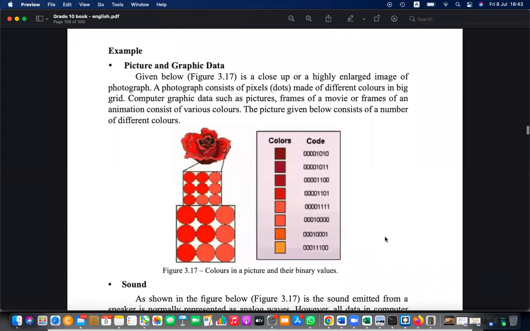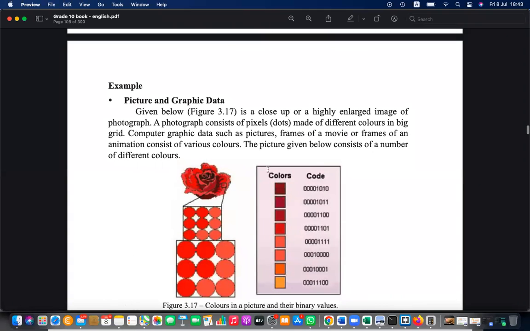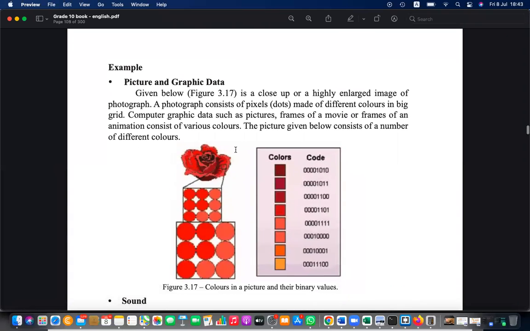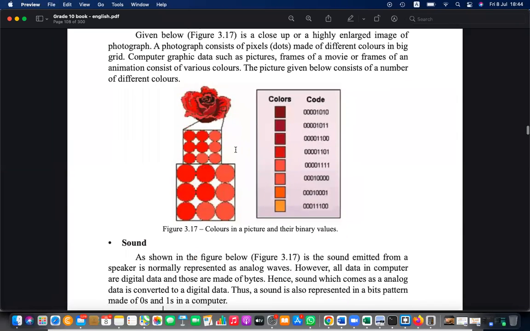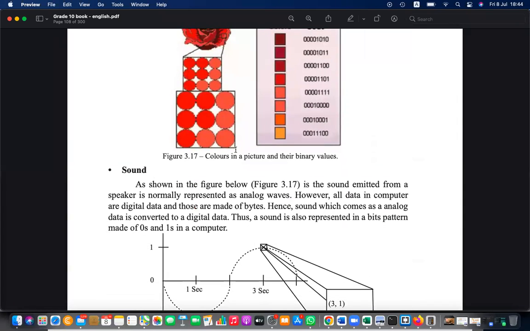Okay, then graphic representation. So you saw the colors. Colors can be represented, with different variants of colors. I said this in the HTML lesson as well as our practical lesson. Different bit combinations of colors can be produced.